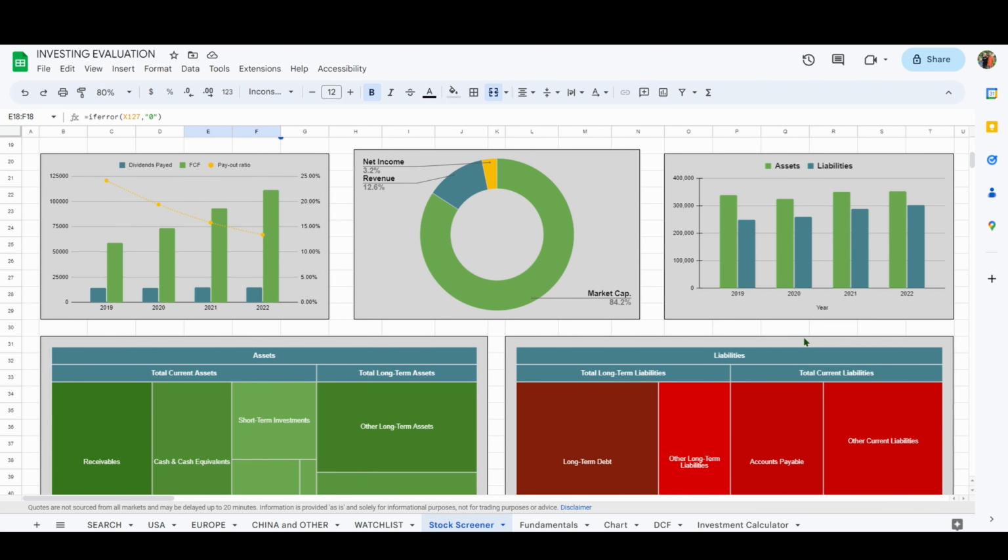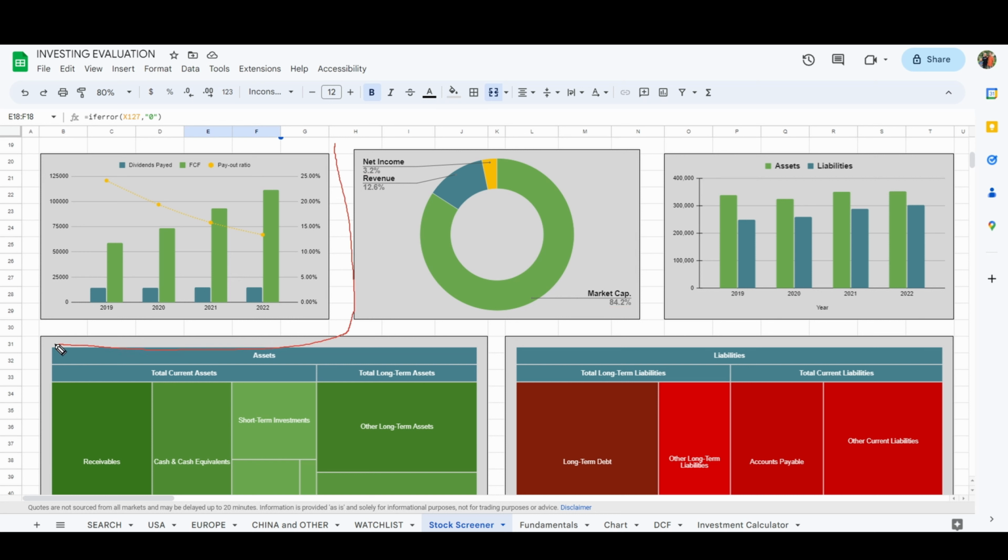So now we have a bunch of charts here. Let's start with the one in the center first. This basically shows you what the market cap is, or what the total amount that the company is right now trading for is. In Apple's case, it is 84% of the pie chart here. The net income is really small. It's just 3.2% of the entire thing, and the revenue is 12.6%. So this basically shows you what the revenue and the net income are compared to the market cap, and how much the company makes compared to its market cap.